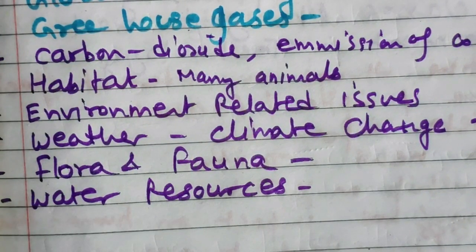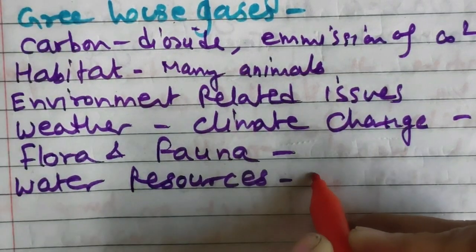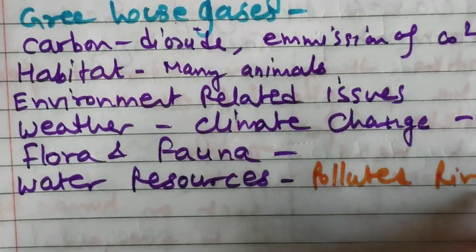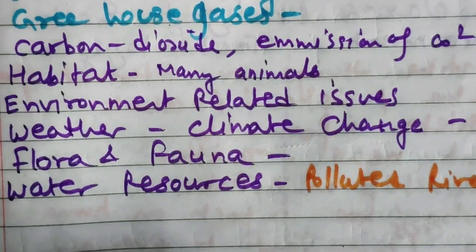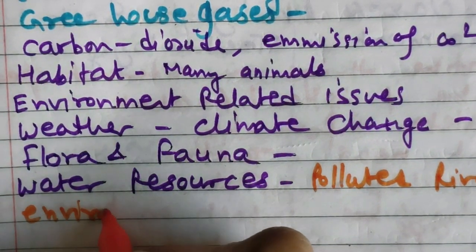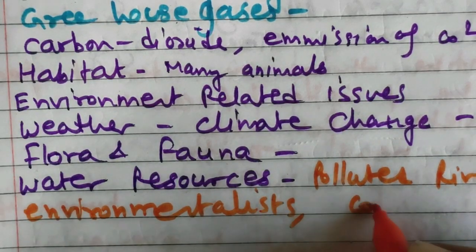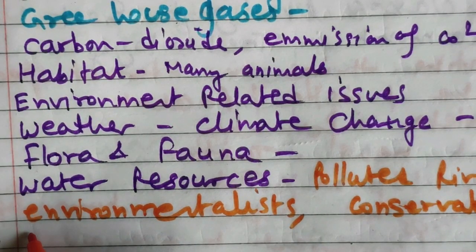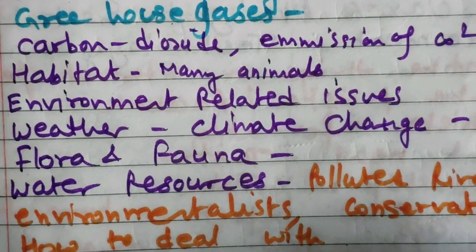Okay, let me change my pen. Water resources, what else can I get? Another thing, polluted river. So it is related to that, polluted river. Then we can have environmentalist, conservatives. How to deal with environmental problems. Whatever comes to your mind, please write it here.